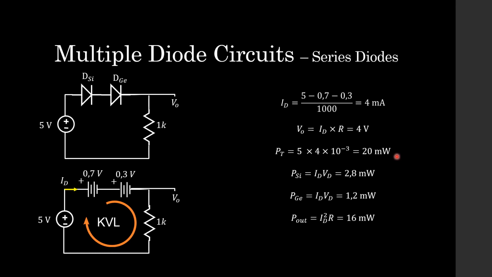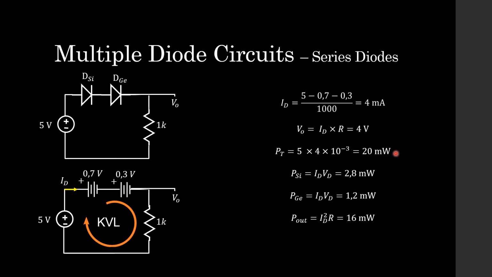Now let's see how that 20 milliwatts is distributed across the 3 circuit components. For our silicon diode, we simply do I_D V_D. We know it's got 2.8 milliwatts. For our germanium diode, again, simply current multiplied by voltage, 1.2 milliwatts. And finally, for our resistor, we change things up and we simply have our I squared R equation for power, and we get 16 milliwatts. If we are to sum these 3 powers up, 16 plus 1.2 plus 2.8, basic arithmetic, we arrive at 20 milliwatts.